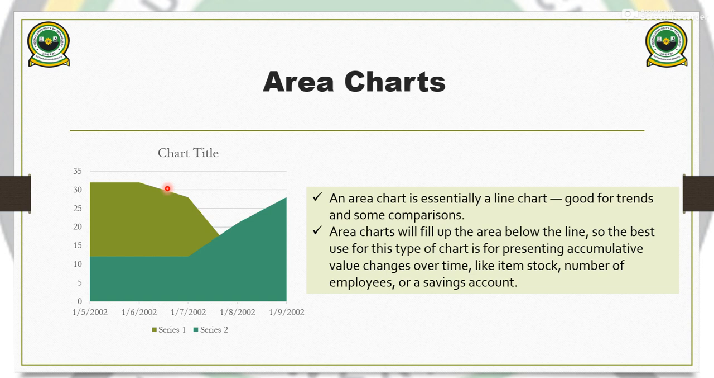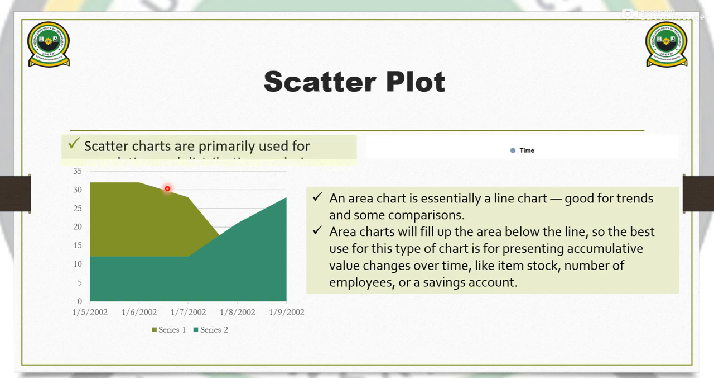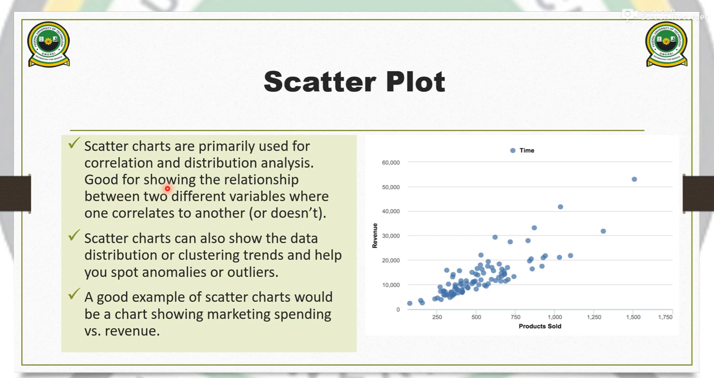Next, we look at scatter plots, which I've said in passing are primarily used for correlation and distribution analysis. They are good for showing the relationship between two different variables where one correlates to another. Scatter plots can also show the data distribution or clustering trends and help you to spot anomalies or outliers. When you look at these charts, you will quickly discover that we have an outlier in this place. We have an outlier here.